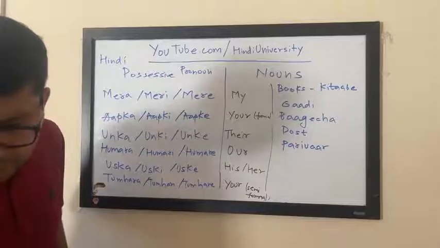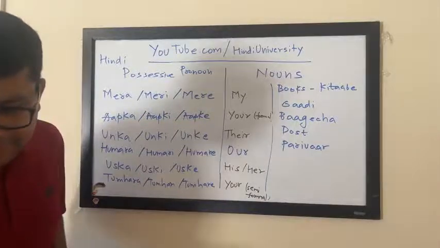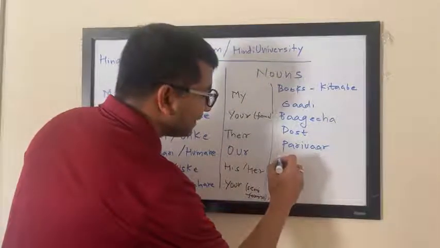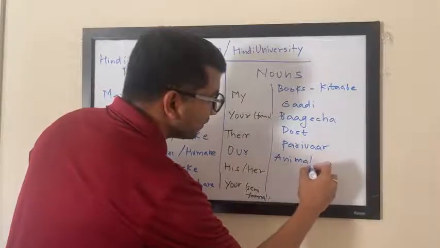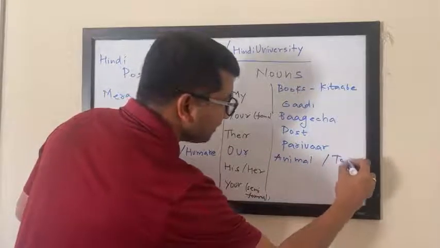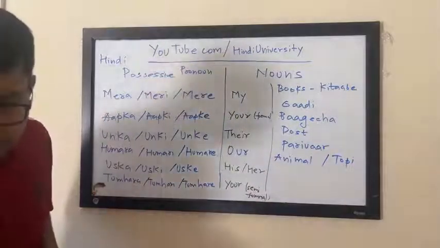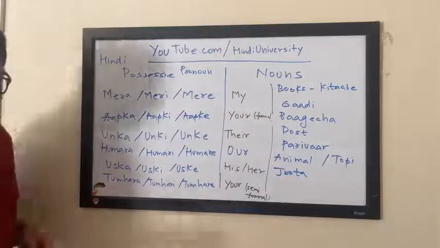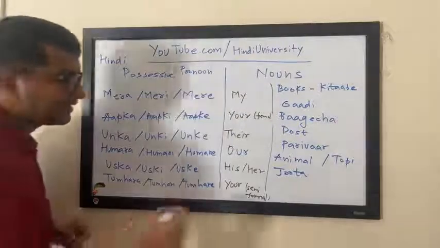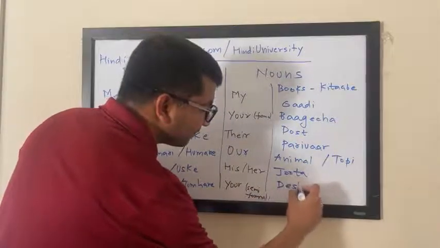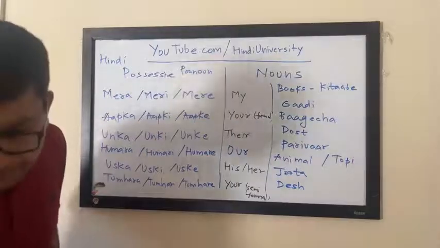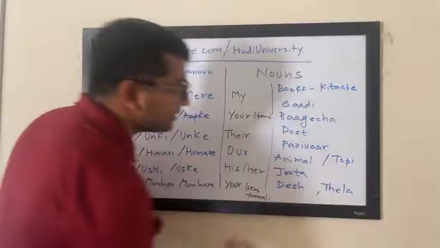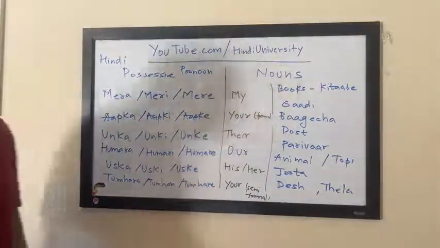Okay. Kutta, Billi, Beta, Beti, Topi. Okay, great. So you have any kind of animal. You have Topi as well. Topi is hat. It's great to see Juta. Juta is a shoe. Okay, Desh, great. Desh is a country. Okay. Dunia, okay. Thela. Thela is a bag. Okay. Kamra, Kamra is room.